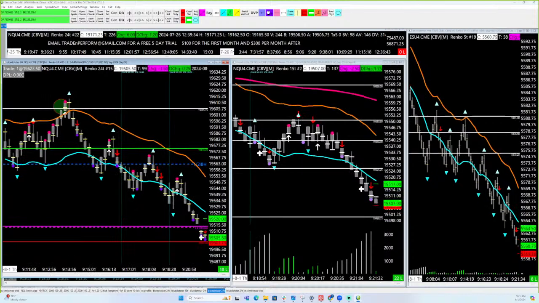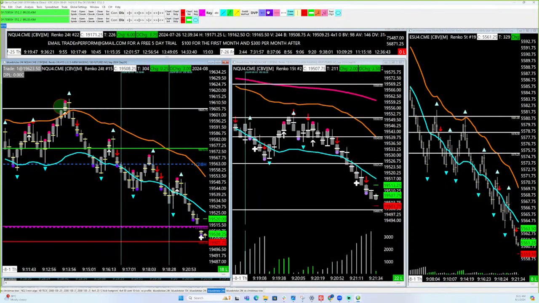Looking for another arrow down on the 24. There's my plus sign down. So now I can look for my reversal bars, right?